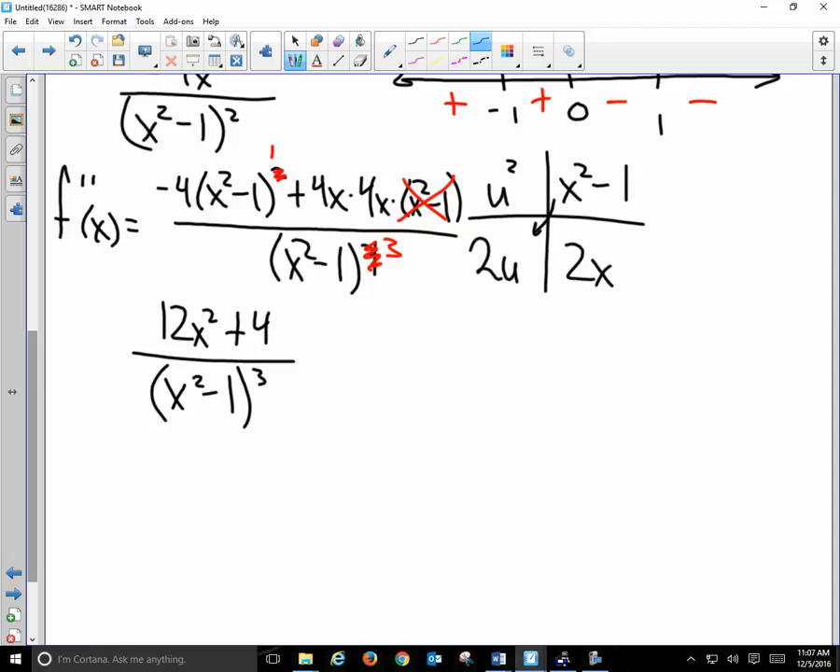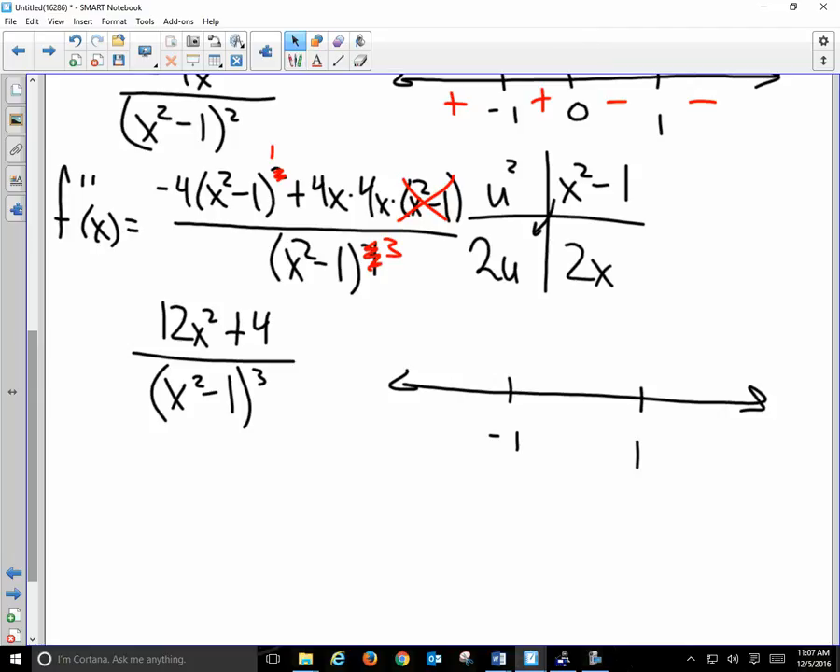So this thing is never going to be equal to 0. It's always going to be positive. So I don't really need to worry about the numerator at all. I could just focus on the denominator. And the denominator has the key points of negative 1 and positive 1. And I want to be able to look at x squared minus 1 quantity cubed. So I'm going to plug in negative 2. And I get a positive cubed is positive. Yep.